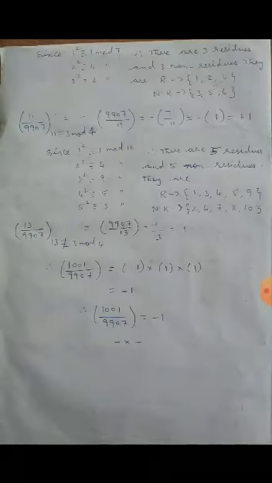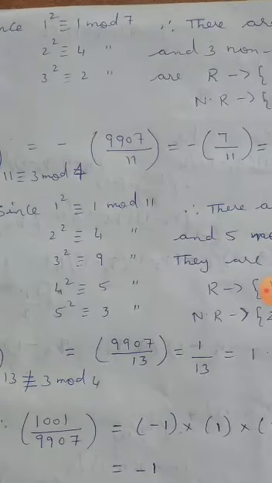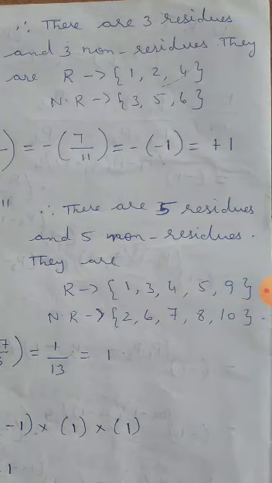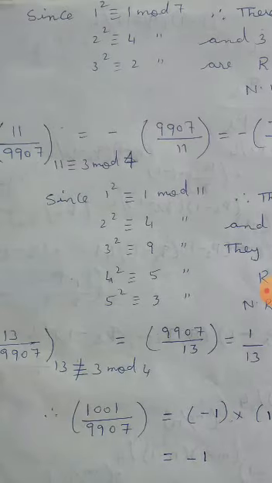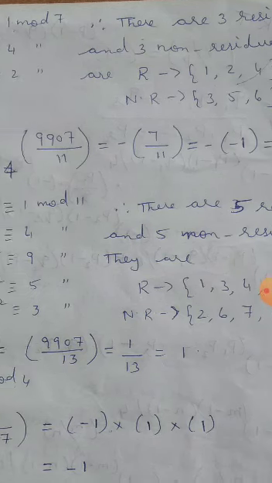Let us see. Since 1 square is congruent to 1 mod 7, 2 square is 4, 3 square is 2. Since the p value is 7, (p-1)/2 is 3. So 3 residues and 3 non-residues are there. Therefore, the residues are 1, 2 and 4. 3, 5, 6 are the non-residues. So 2 is a residue. So you have to put plus 1.